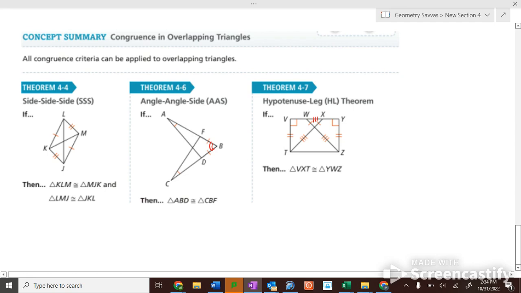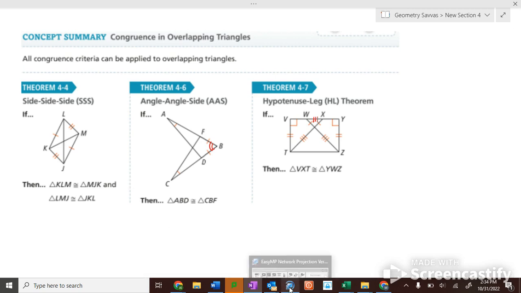We will only have one quiz over this stuff, and it won't be over the overlapping parts stuff, but it'll be over what we did in the first one, the HL theorem. That will be on Wednesday, and then we'll take the practice test Wednesday.